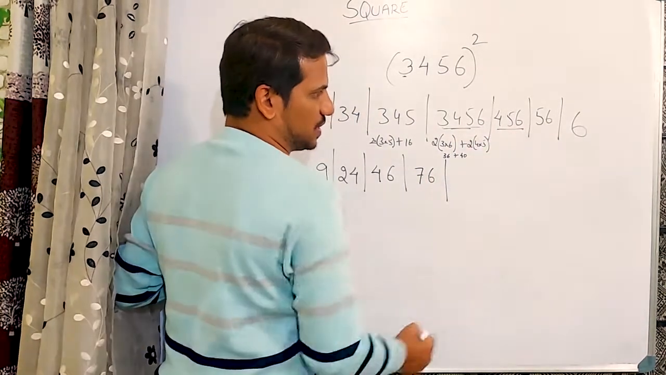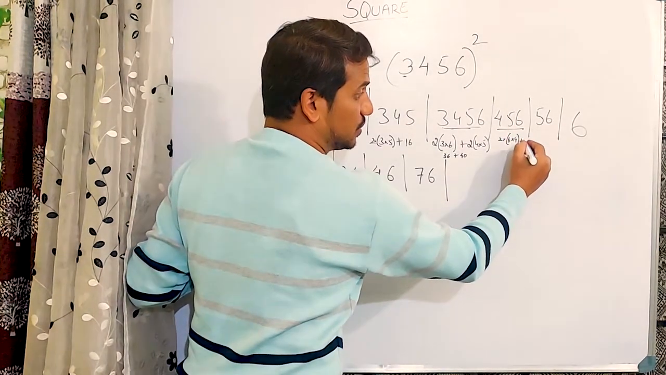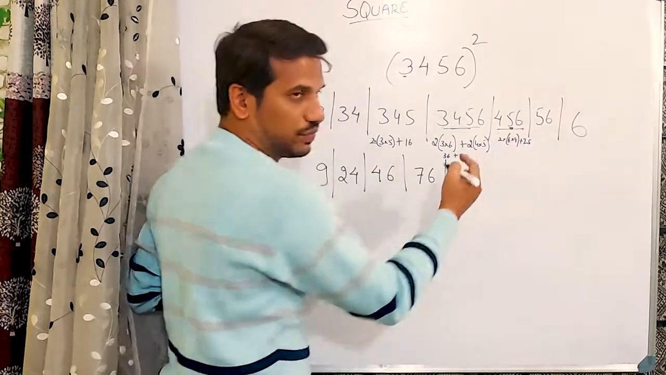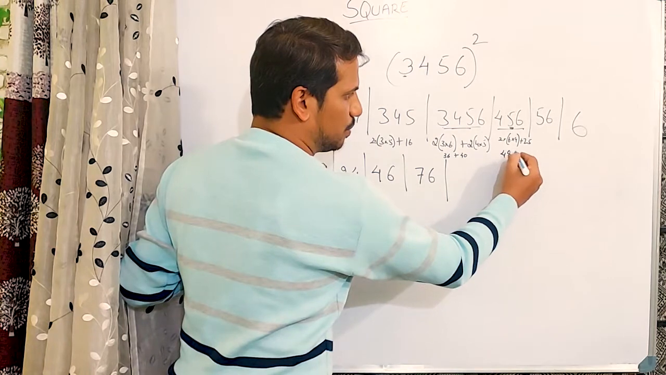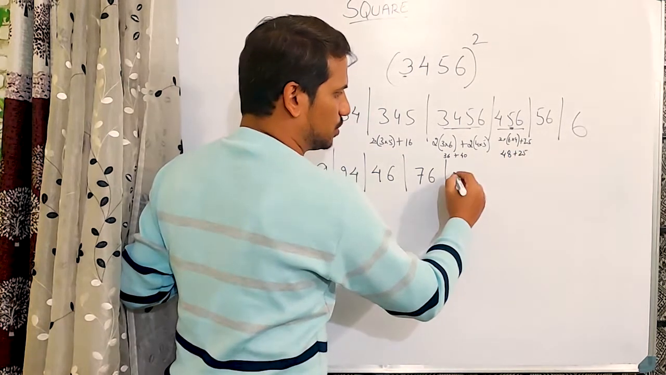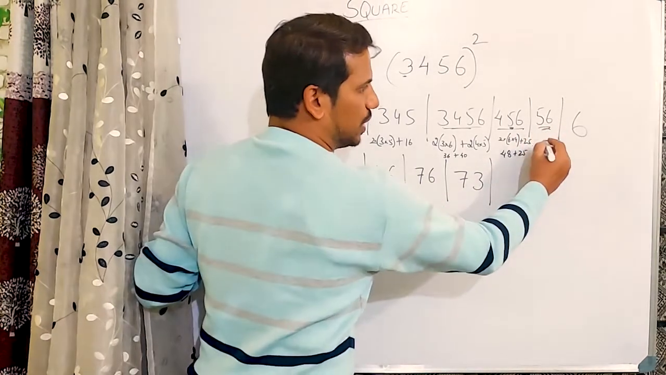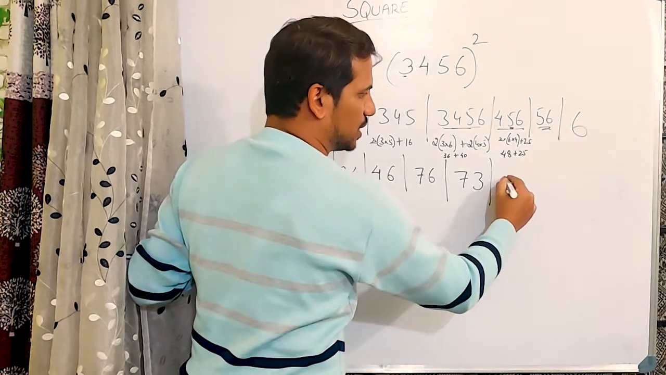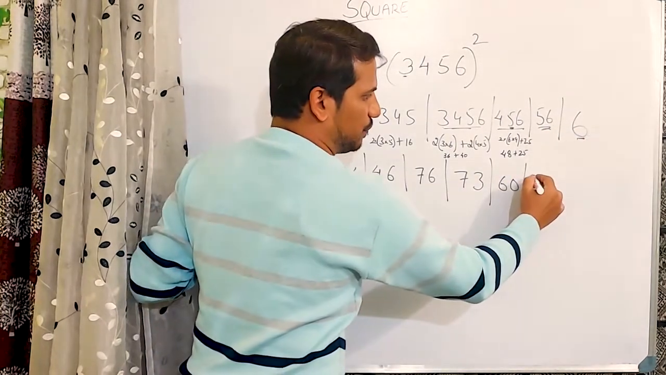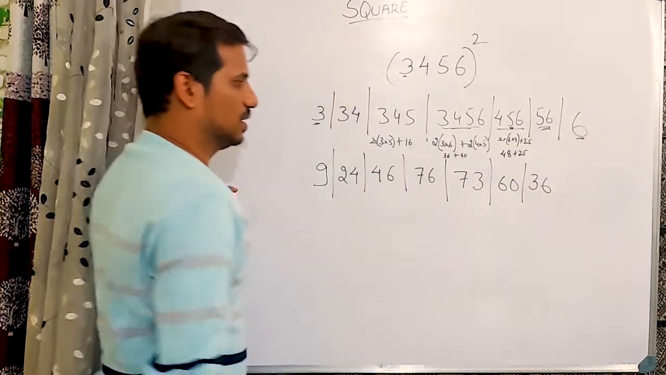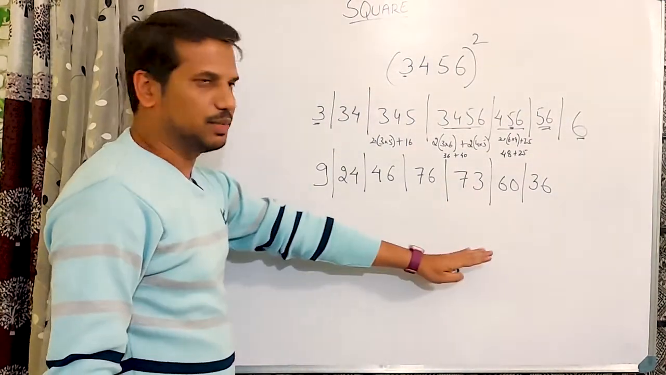Now duplex of 456, twice 6 into 4 plus 5 square. Remember, it's the square of 5. So 24 into 2, that is 48, plus 25. So that comes out to be 73. So duplex of 56, 2 into 5 into 6, 30 into 2, that is 60, plus the square of 6, which is 36. So we have almost got the answer. We just need to balance it and keep the direct answer.